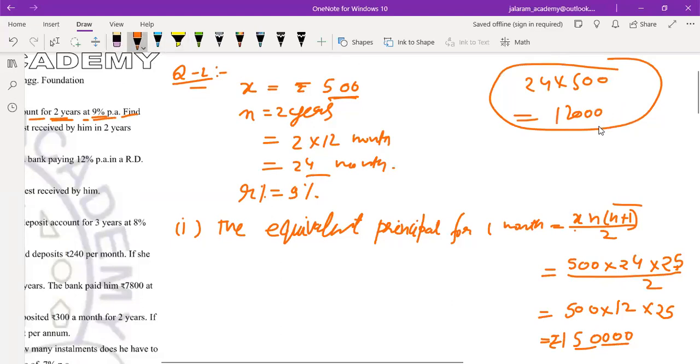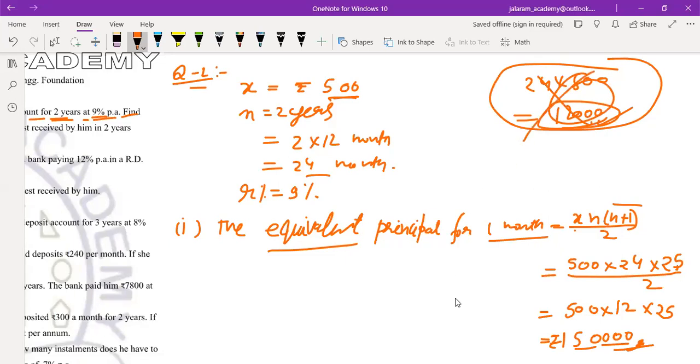You should deposit only rupees 12,000 and it is giving 1,50,000. This is only to calculate the interest. It is not the actual principal. This is only an imaginary principal, an equivalent principal, which will fetch the same sum in 1 month, which this 12,000 in all will fetch in 2 years when deposited partially.